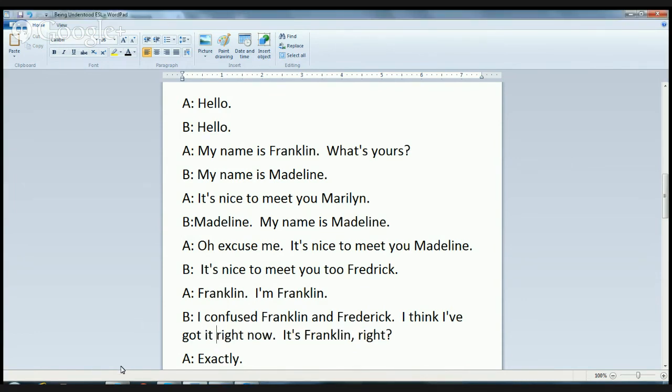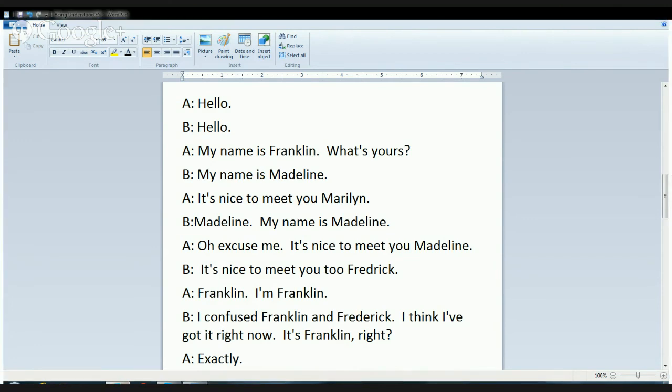All right. So taking a look at this dialogue, Rafa, what was the problem here in this dialogue? The problem is nobody understands the name of the other.